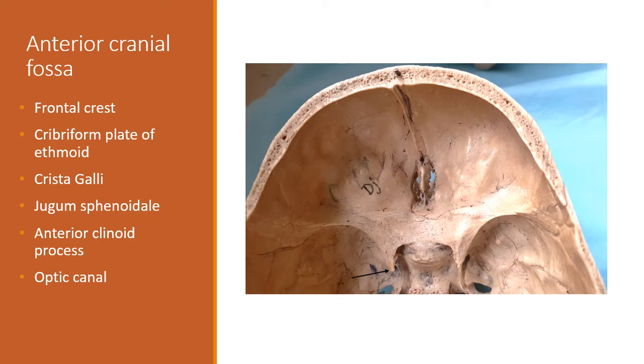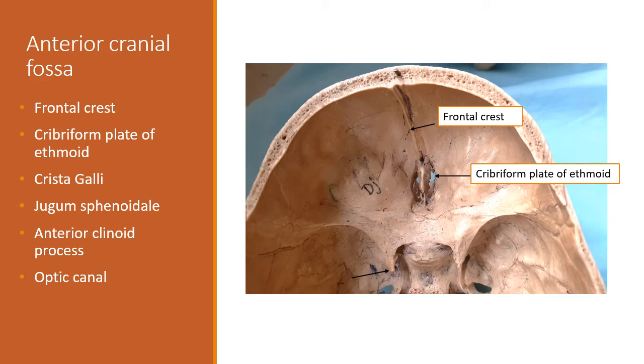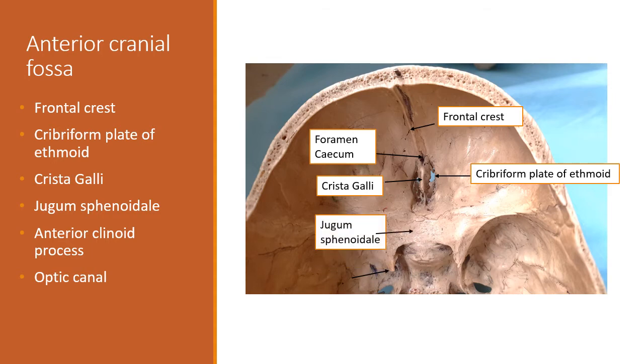Let us see the anterior cranial fossa, which shows the frontal crest, the sharp line, the cribriform plate of the ethmoid, which is sieve-like, and the crista galli in the middle. Where the frontal crest meets the crista galli, there is an opening called foramen cecum.